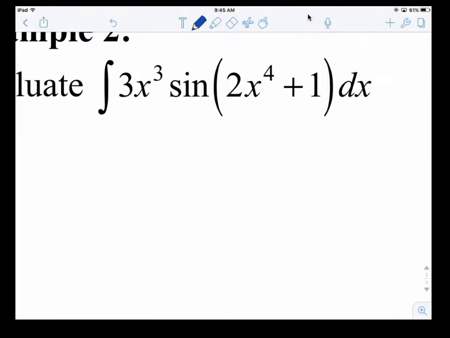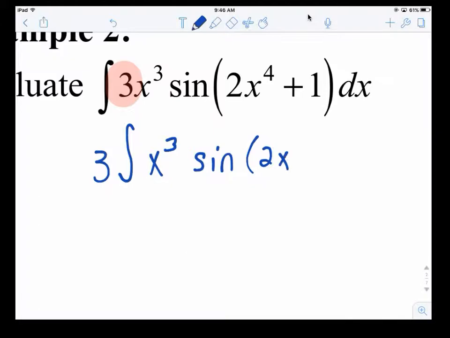All right, number 2, I got 3x cubed times sine of (2x to the 4th plus 1). What I want to do first is put my constant out front. So I got 3 times the integral of x cubed sine of (2x to the 4th plus 1).